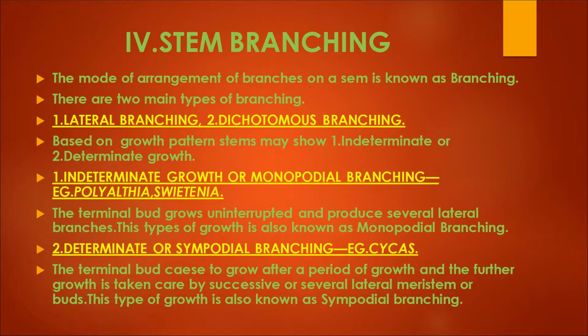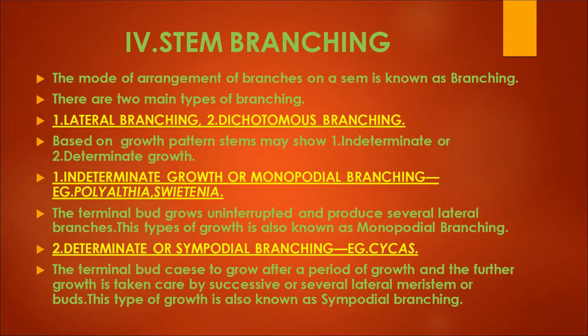Based on the growth pattern, the stems may be divided into indeterminate or determinate growth. So in indeterminate growth or monopodial branching, example Polyalthea, the terminal bud will grow uninterrupted, it will grow taller and taller and produce several lateral branches, and this type of growth is known as monopodial branching.